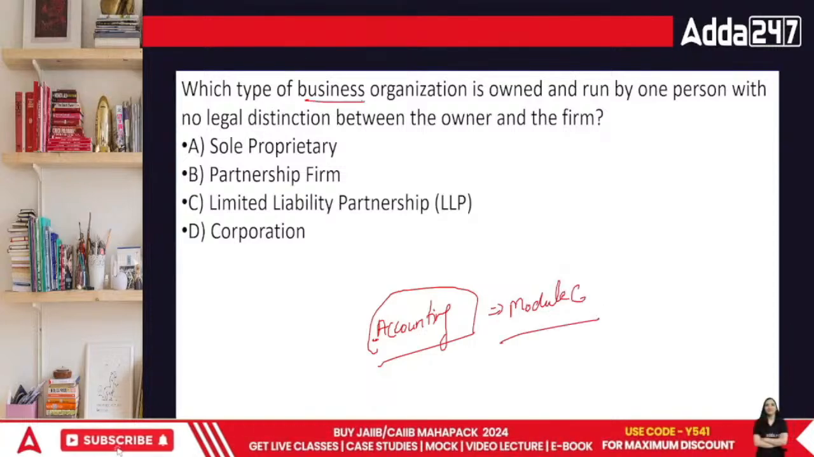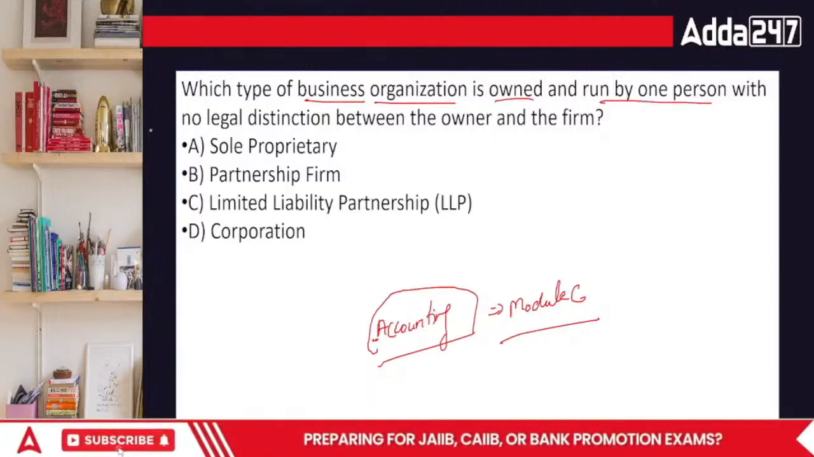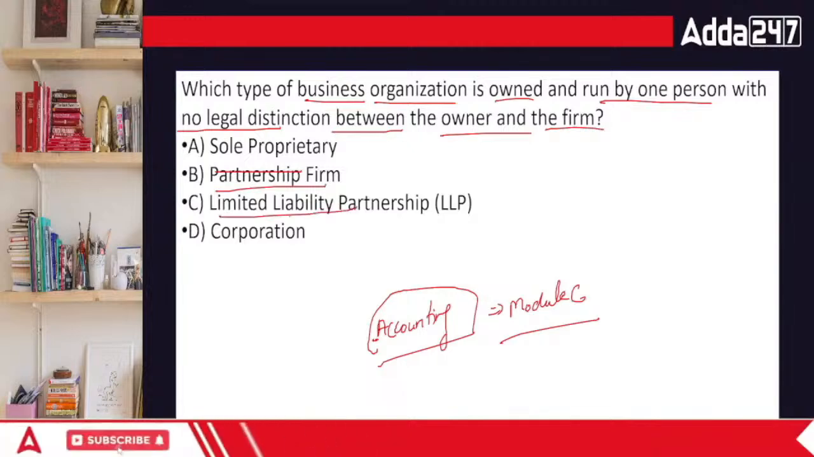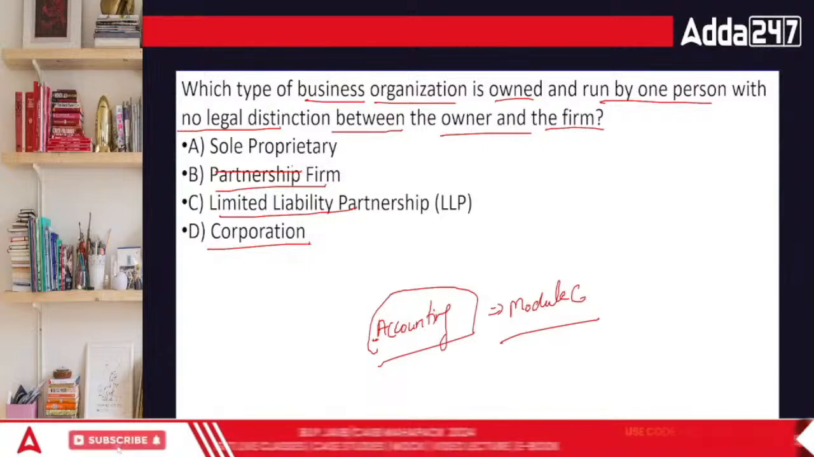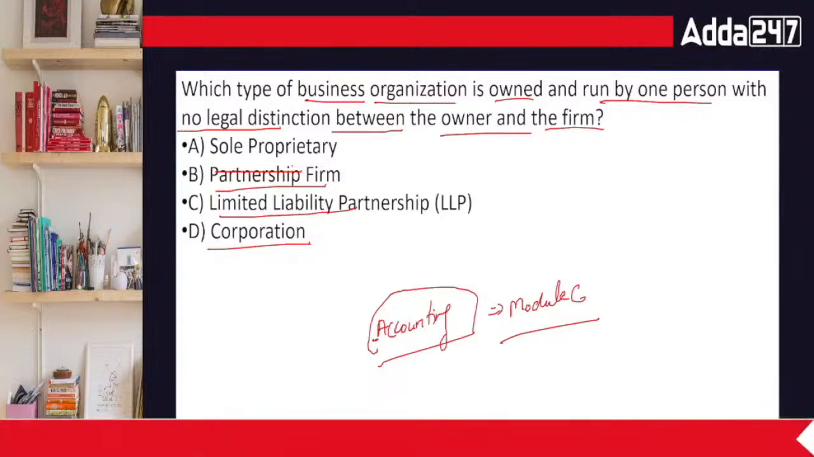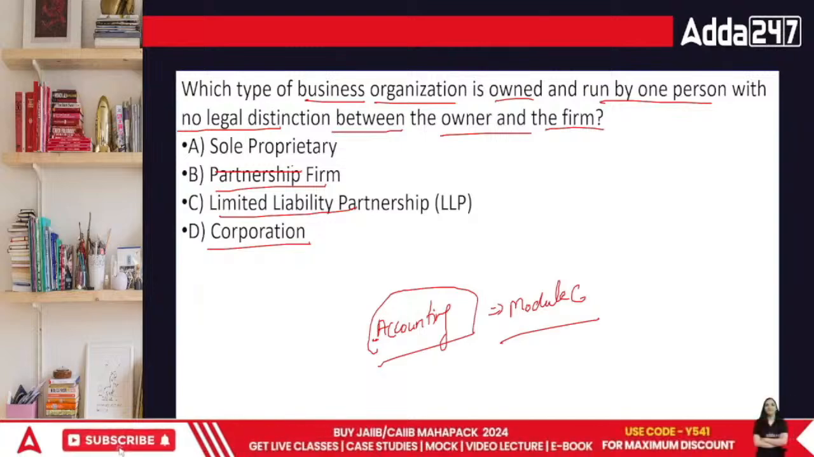Which type of business organization is owned and run by one person with no legal distinction between the owner and the firm? Sole proprietor, partnership, limited liability partnership, or corporation. When an organization is run by only one person, everyone, what is it called? An organization which would be run only by one person is called sole proprietorship. As there's only one person, right?